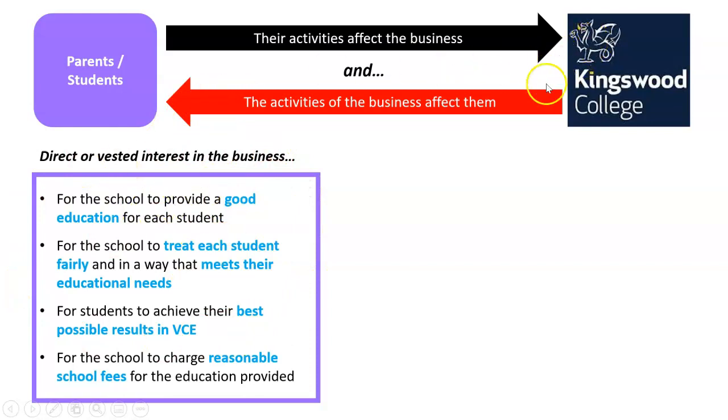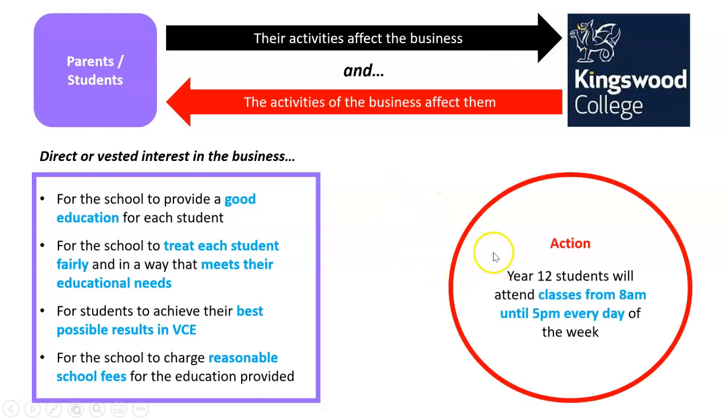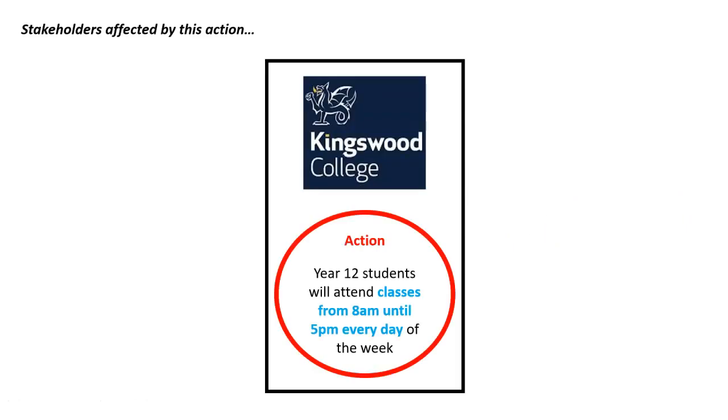Now that's going to make Kingswood react. So let's just say, and we're just making this up, Kingswood's action for your direct or vested interest is: Year 12 students will attend class from 8 a.m. until 5 p.m. every day of the week. So that means more time at school, so you'd think you're going to do better. The point here is, here's what these stakeholders wanted, parents and students, and here's what the business reacted with. And what we want to realize with this topic is that parents and students are not the only stakeholders of a school. There's many.